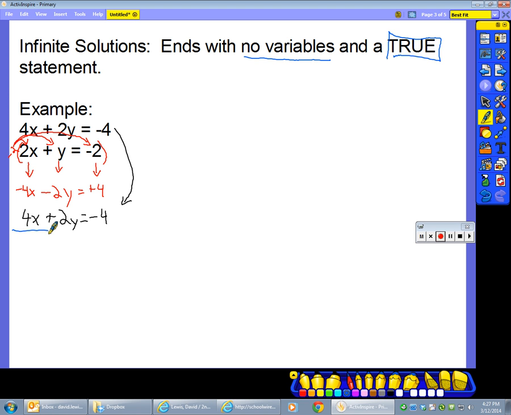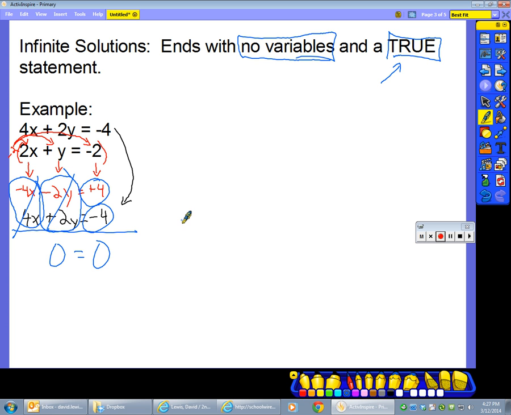Now I'm going to combine these equations. A negative 4x and a positive 4x cancel out because they're opposites. A negative 2y and a positive 2y cancel out, they're opposites. So far I've got a 0 on the left side. A positive 4 and a negative 4 equal 0. They're also opposites. So at the very end, I've got no variables. See, there's not any variables at the end, and I have a true statement. 0 does equal 0. So in this case, you would label this as infinite solutions.